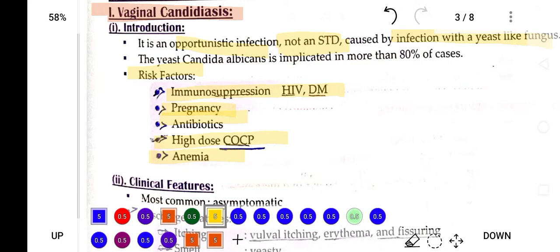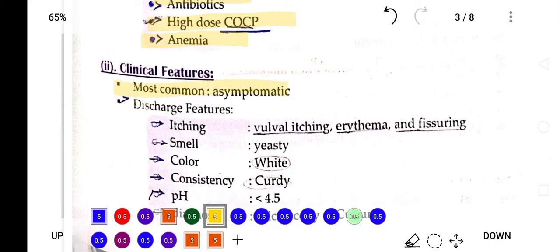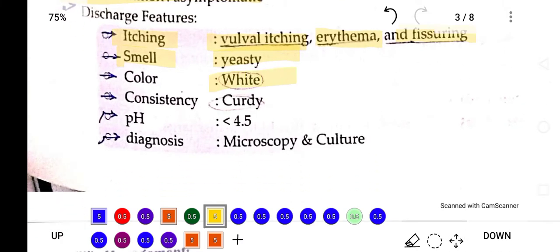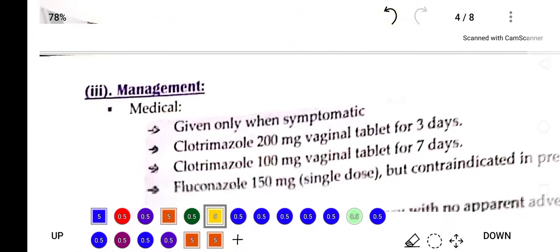Now, the clinical feature for this condition is that most commonly patients are asymptomatic, but if the patient has symptoms, the symptoms will be itching, vulvar itching, erythema, and fissuring. Smell will be yeasty, color will be white, and consistency will be curdy. pH is less than 4.5, and diagnosis is on the basis of microscopy and culture because it is caused by fungus.